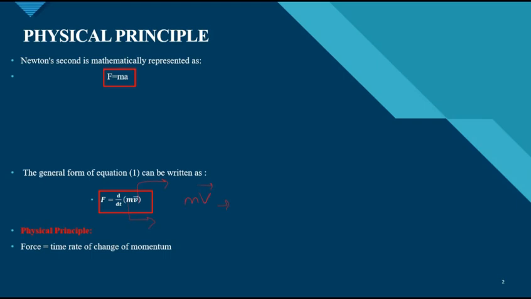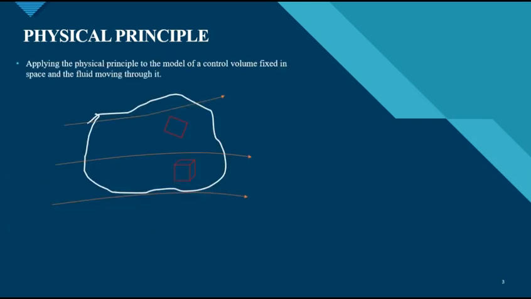In this video, we are going to take this physical principle and apply it to our moving fluid. Let us have a look. Same as we did in conservation of mass, we are going to consider a small region or domain, which we call the control volume, and apply this physical principle to it. Note that this control volume is fixed in space and the fluid is moving through it.